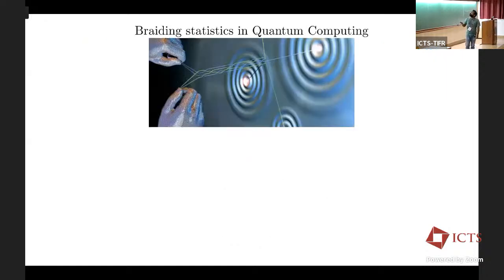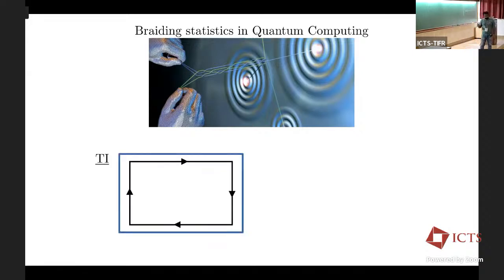Okay, so let me start with why we care about it. For a long time, we have been trying to do non-abelian statistics in quantum computing. There are many, many platforms people are trying, and one of the things people have wanted to use for a long time is topological insulators. You may have heard of it; I know a lot of you have. But what is different about a topological insulator?